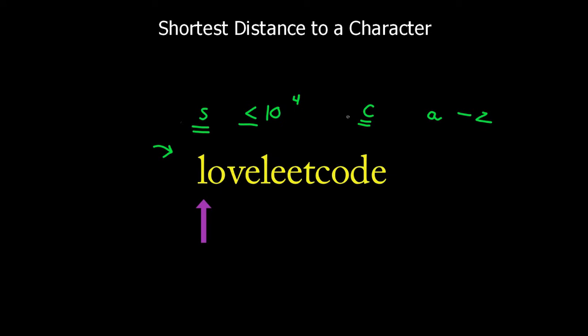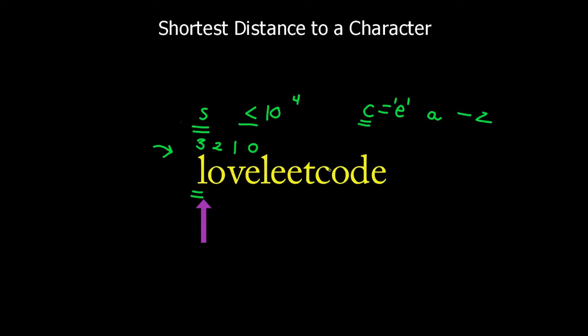For example, suppose that c is equal to E, that is character E or alphabet E. In that case, how far is this L from E? Well, 1, 2 and 3, that is 3 distance away. So we need to return an array which says that this is 3 characters away from E. Similarly, this is 2 characters away, this is 1 character away, this is 0 characters away, and so on.